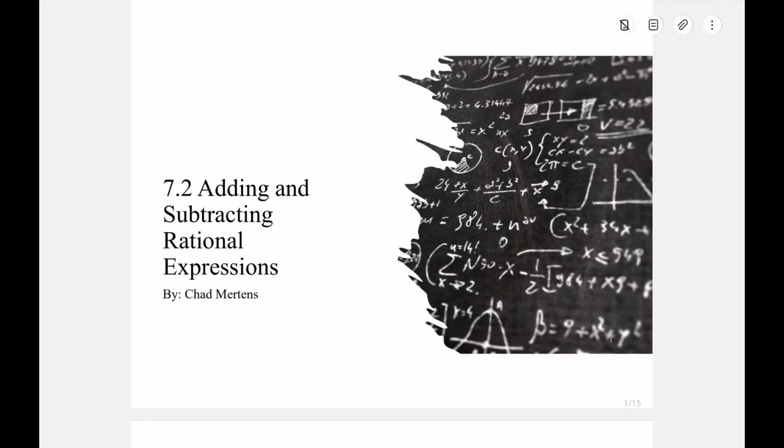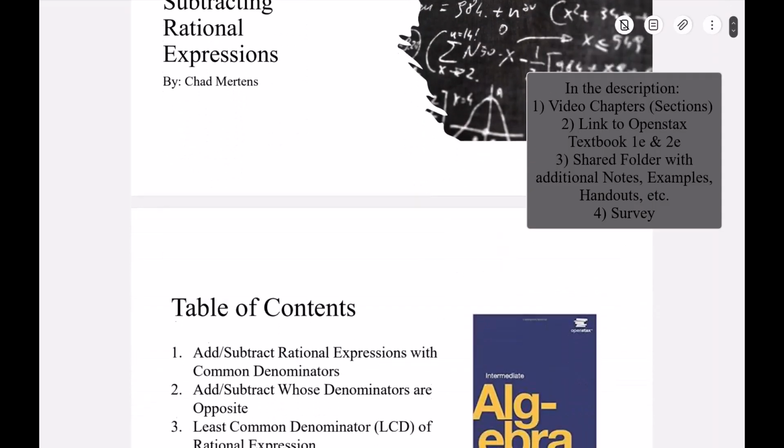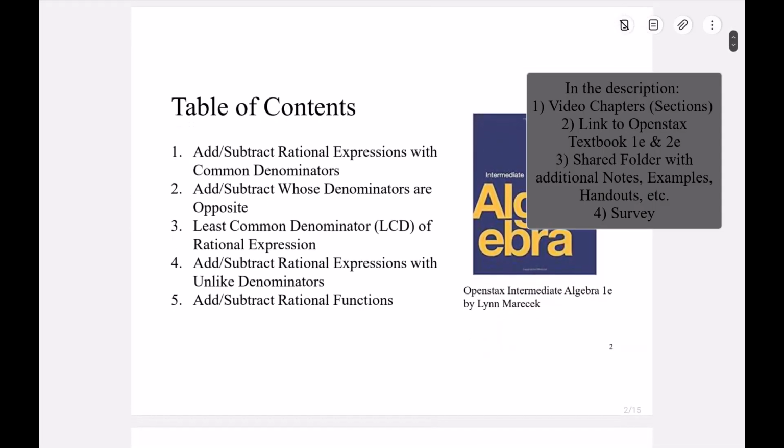Hello, so in this video we're going to look at chapter 7.2, adding and subtracting rational expressions. There are going to be 5 different topics that we're going to go over.